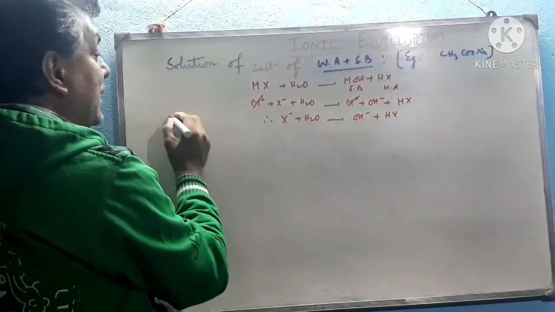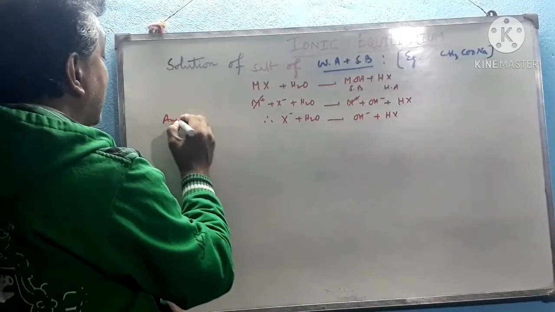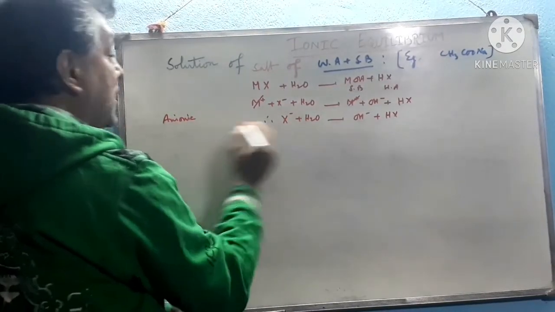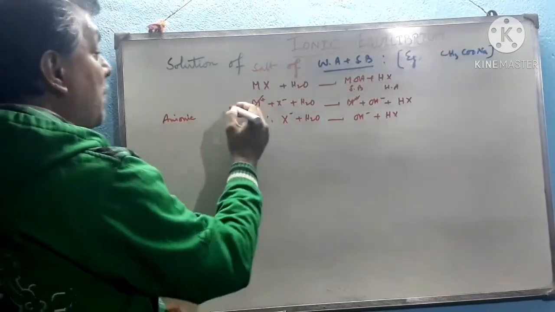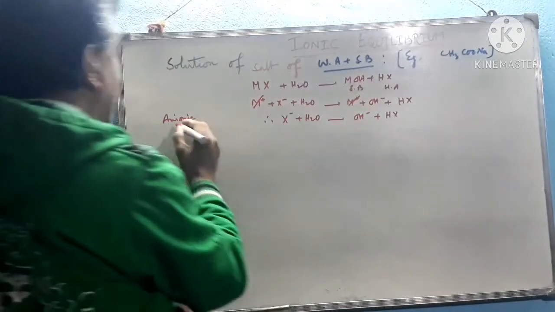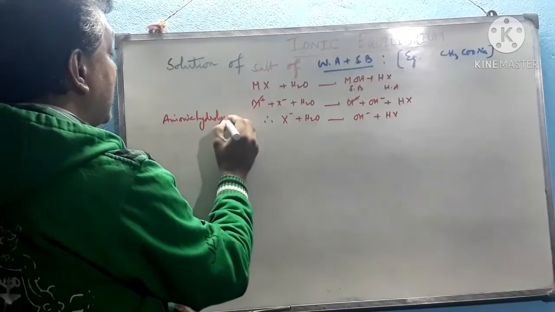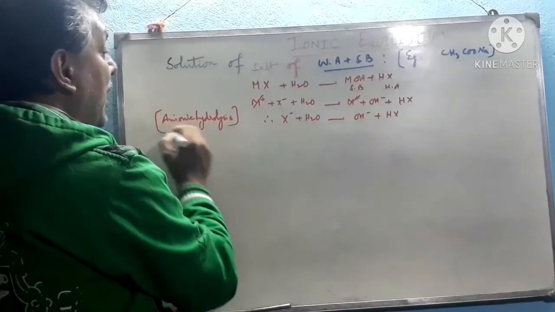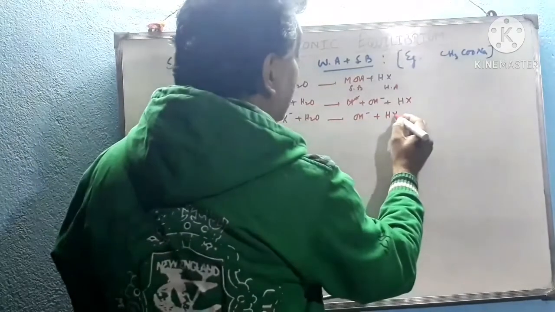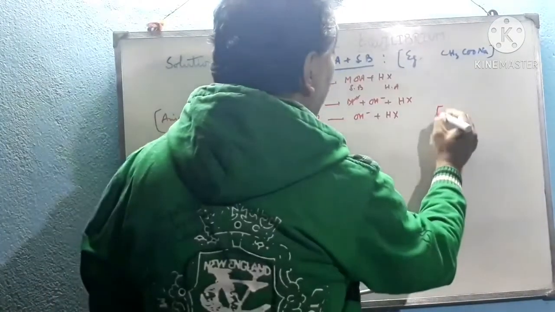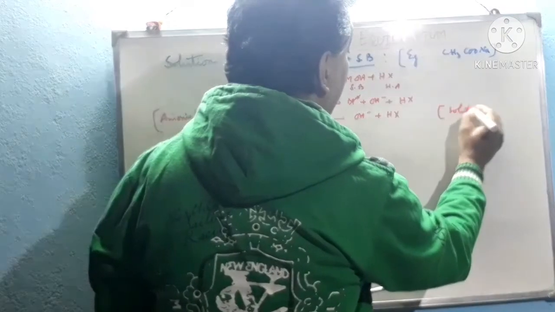And here you can see that this is an anionic hydrolysis, because anion gets hydrolyzed. X minus, not the M plus, because M plus is cancelled from both the sides. Anionic hydrolysis takes place here. Now X minus plus water, OH minus HX. Since the solution contains strong base, that's why solution becomes alkaline.